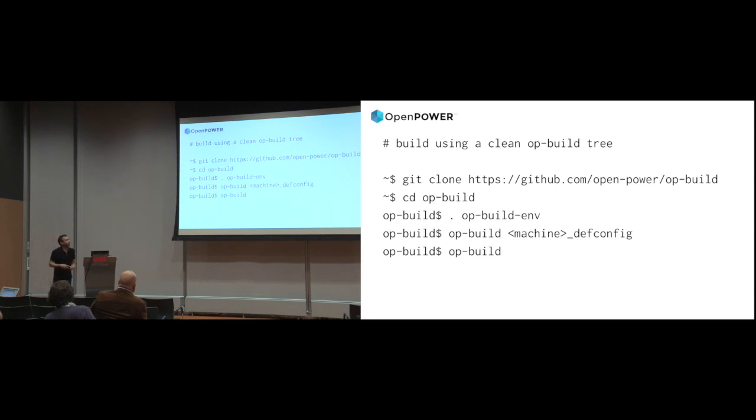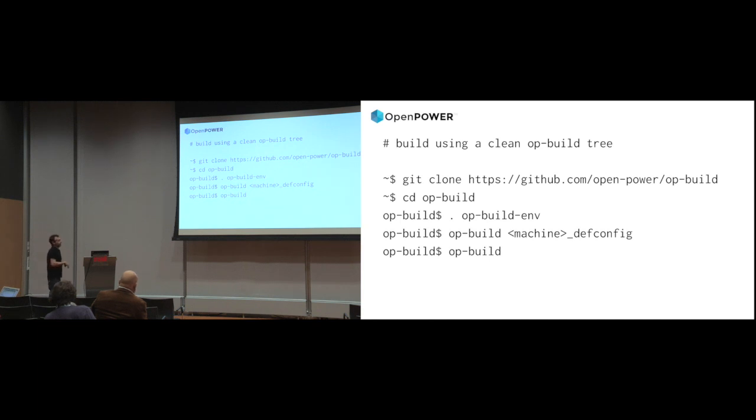So firstly, we grab the OpBuild source tree, and then do a bit of configuration. There's a little shell file that we can source, and that gives us some commands to use the build system, and then we configure and then build it.